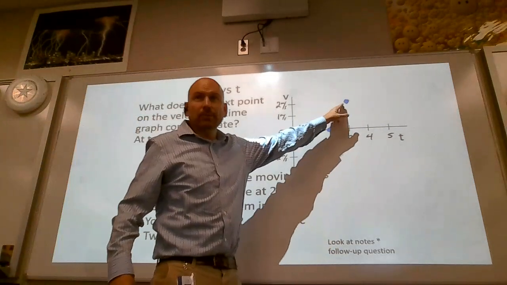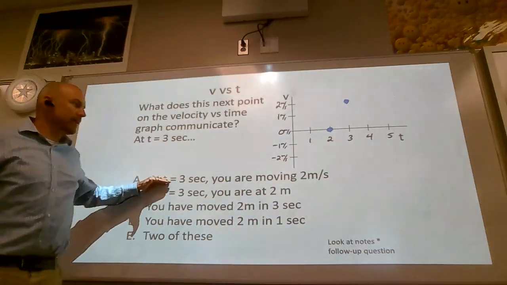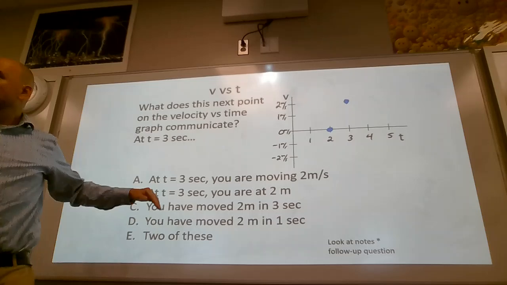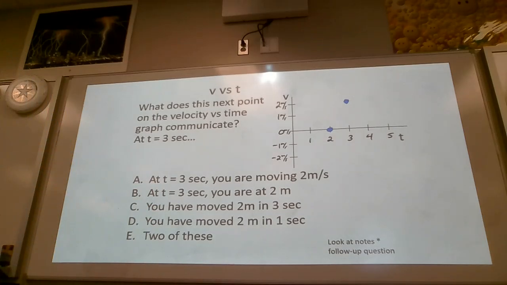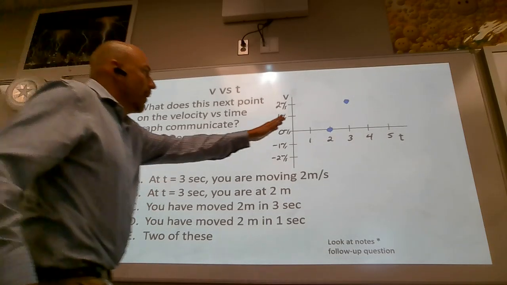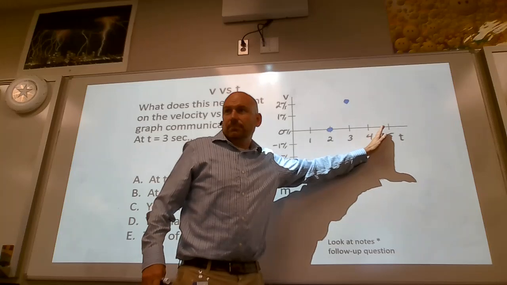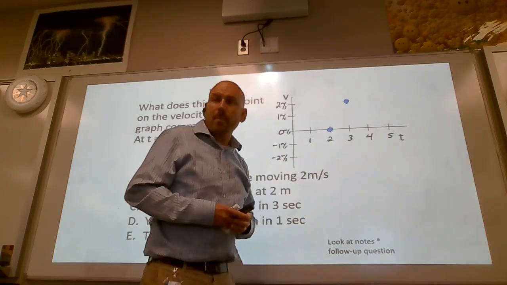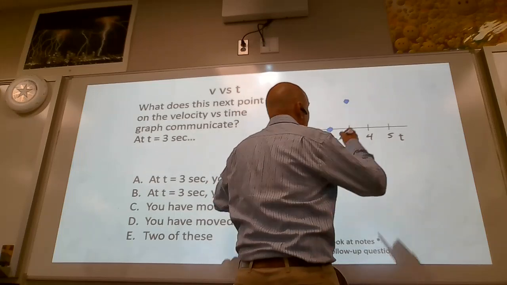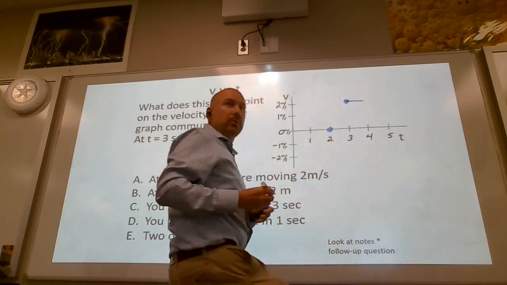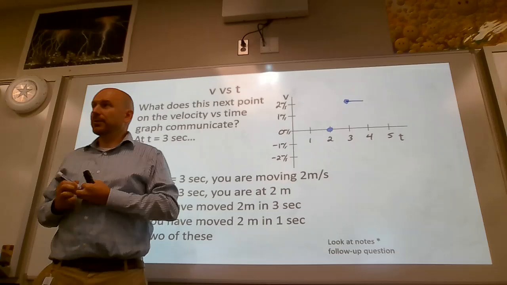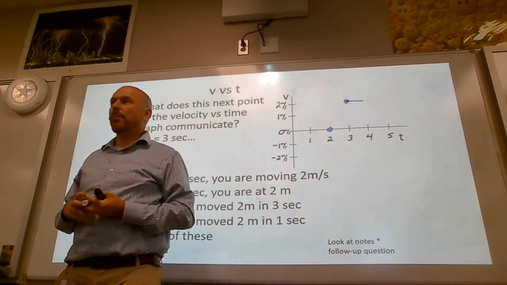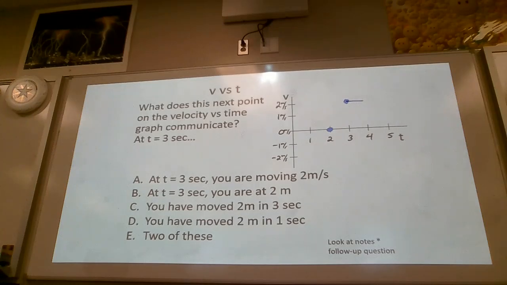What this point tells you is you are traveling at 2 meters a second. You have not necessarily traveled 2 meters unless you have traveled at 2 meters a second for an entire second time interval. Then you would have traveled 2 meters for the entire second. But this point just tells you the rate at which you're moving at that moment in time.